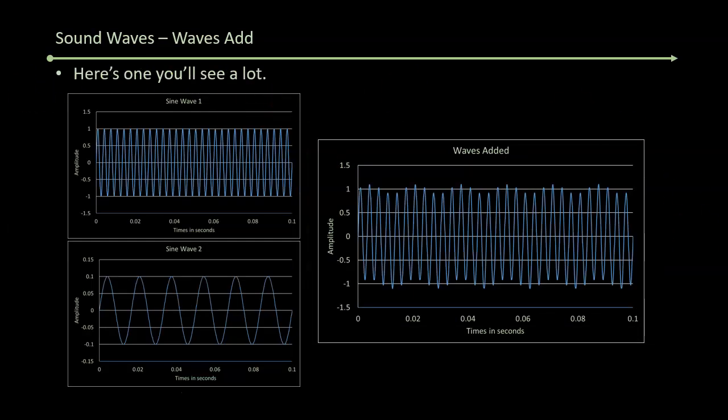Here's one you'll see a lot. So this is a 300 hertz wave, with an amplitude of 1. This is a 60 hertz wave with an amplitude of 0.1. And you can see from this envelope that basically you've got a 300 hertz wave riding on top of a 60 hertz wave.